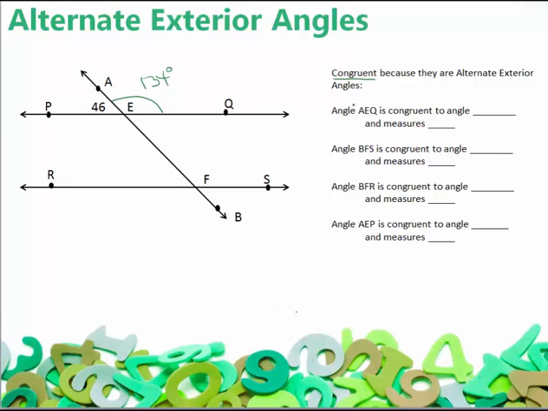Back to angle AEQ is congruent to angle BFR. They are alternating exterior angles. They are exterior to the parallel lines, and they alternate sides of the transversal. So they both equal 134 degrees. We also have angle BFS. This is angle BFS. Well, it's an exterior angle, and it alternates with angle AEP. So angle AEP and angle BFS are also congruent, and they both measure 46 degrees. Like in the previous slides, I'd like you to finish the remaining 2 questions and then continue on.